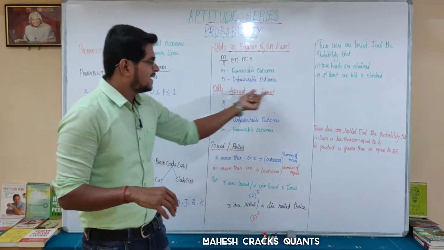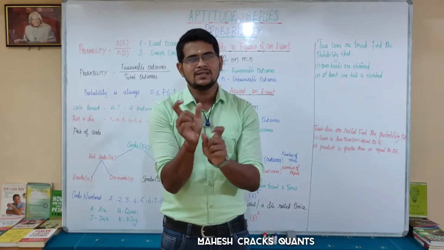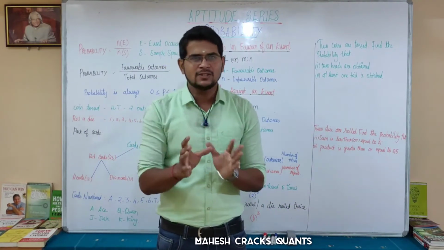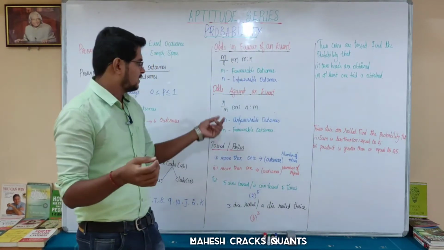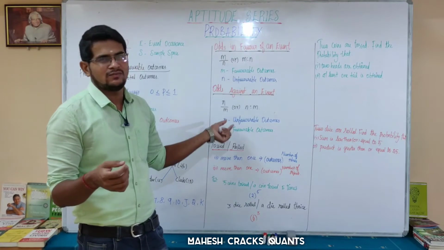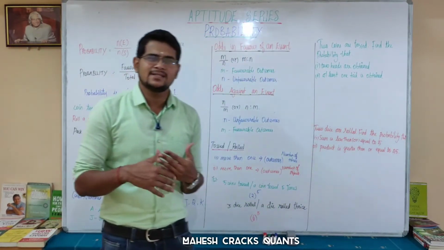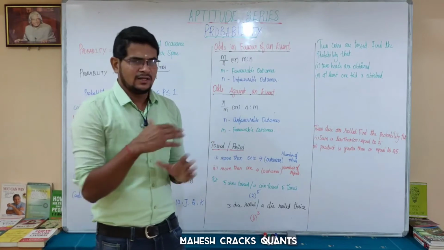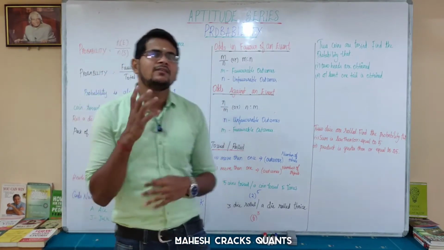Okay, odds against means what is against you? First, you have to place the unfavorable, and then the favorable one. Here it is n by m, the inverse of this. Odds in favor of an event and odds against an event are inverses of each other. So n by m, the unfavorable outcome.